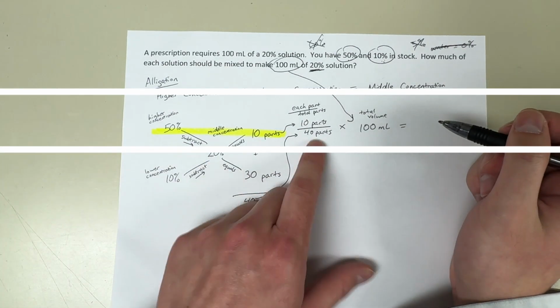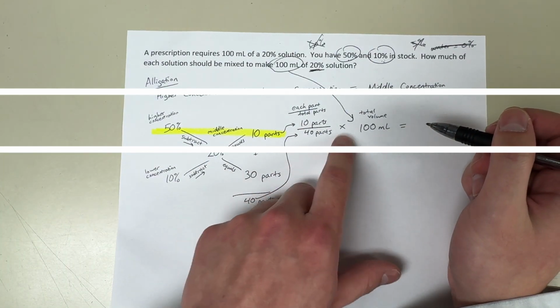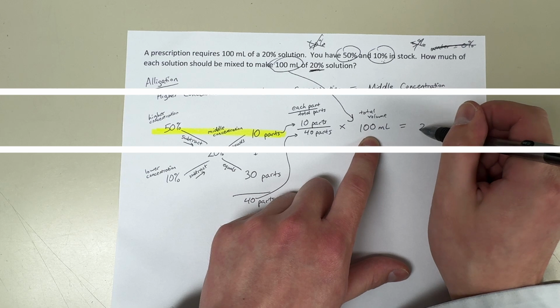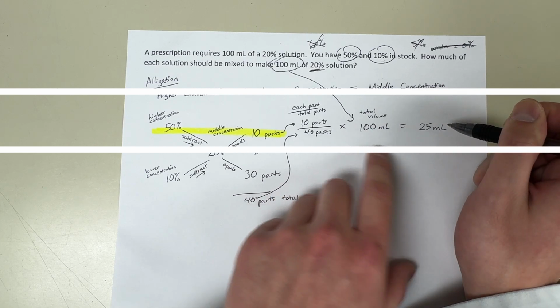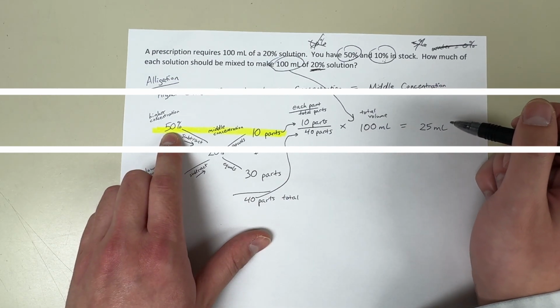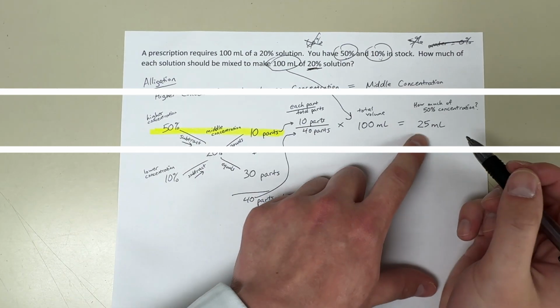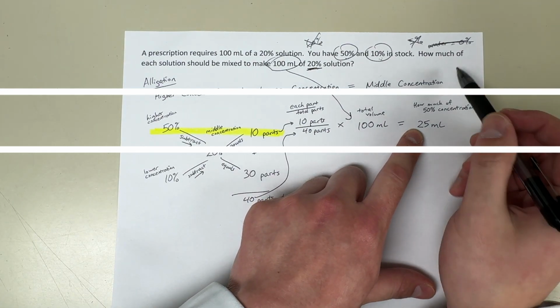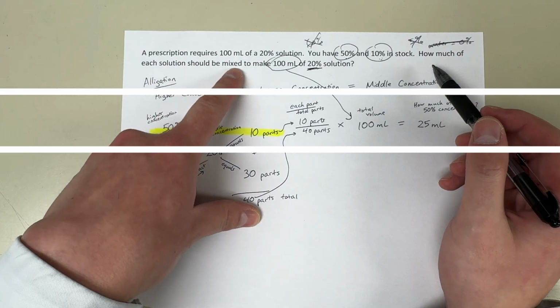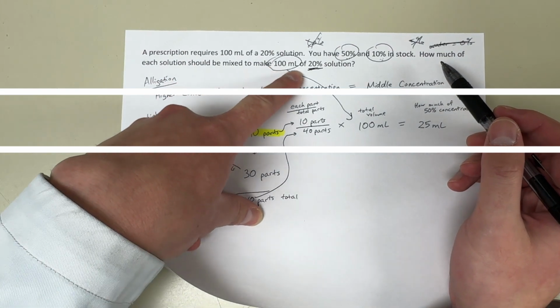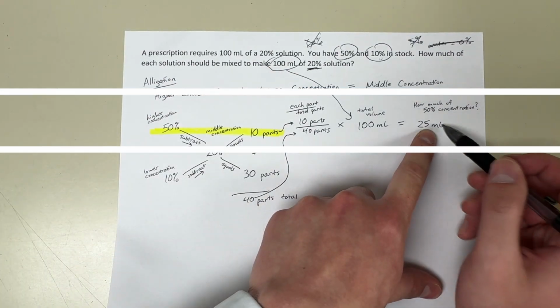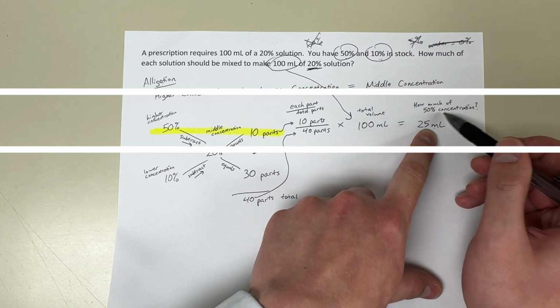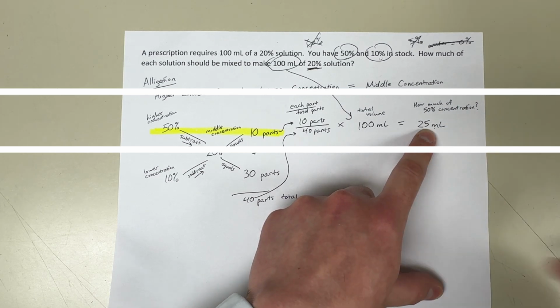And then when you multiply that together, 10 over 40 times 100, this equals 25 milliliters. This represents how much of the 50% concentration I'm going to use. So this is technically part of one answer, because they want to know how much of each solution should be mixed to make 100 milliliters of 20%. So I'm going to be using 25 milliliters of the 50% concentration. So that's half of the answer.